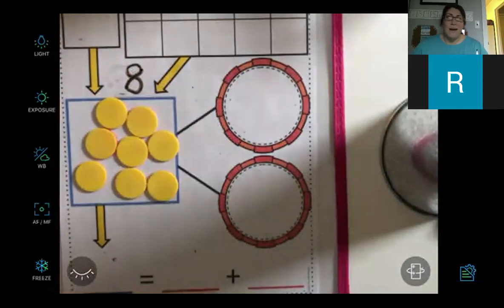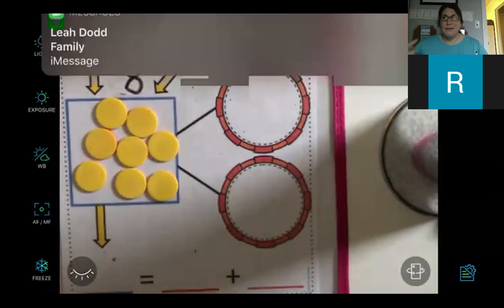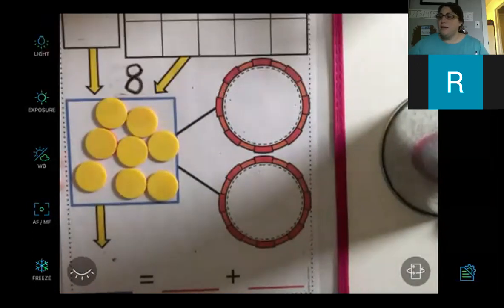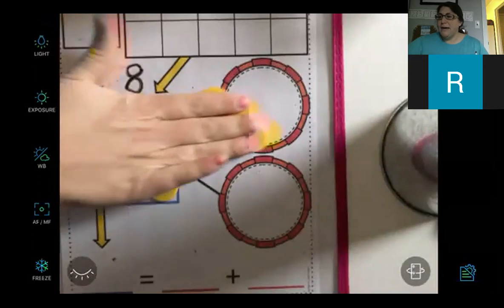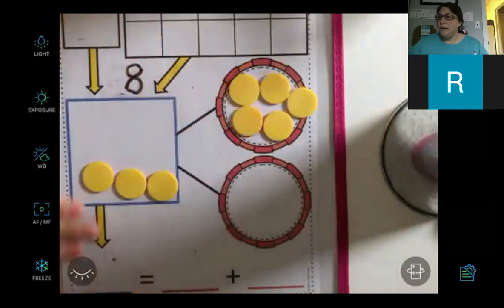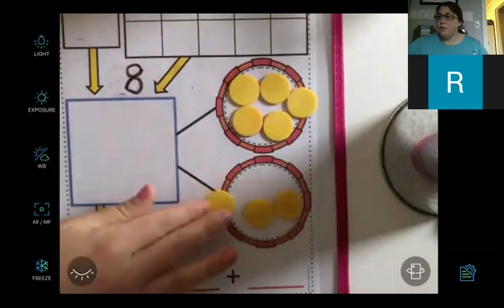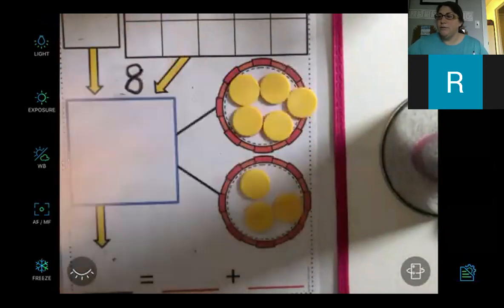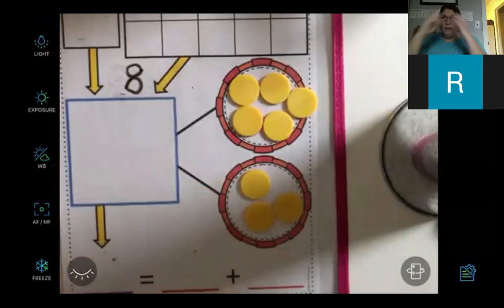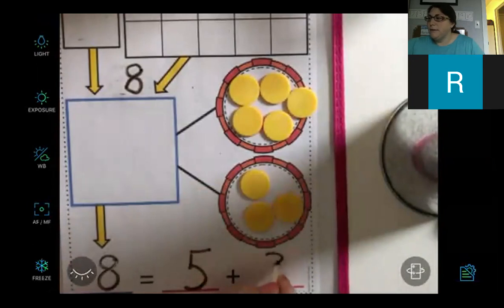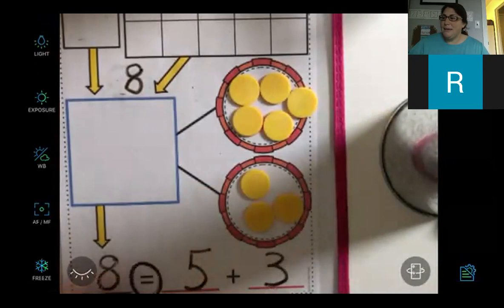Alrighty, so here's my one way. So many ways, but here's a way you could use it. So we're going to do 5 and then 3 over here. Let's see, 1, 2, 3, 4, 5. 1, 2, 3. Yes. So now let me write my number sentence with the break apart. So I have 8 is 5 and 3.